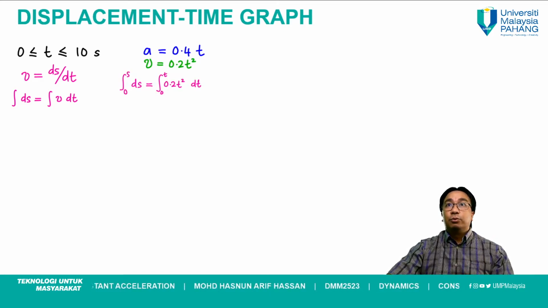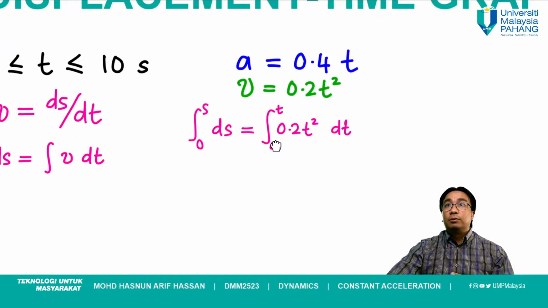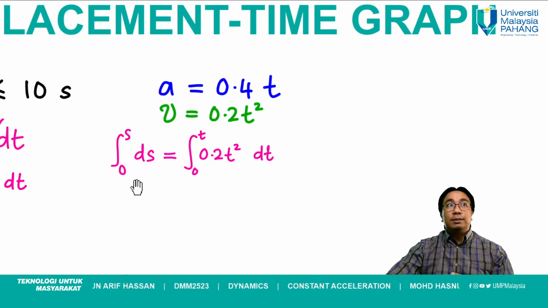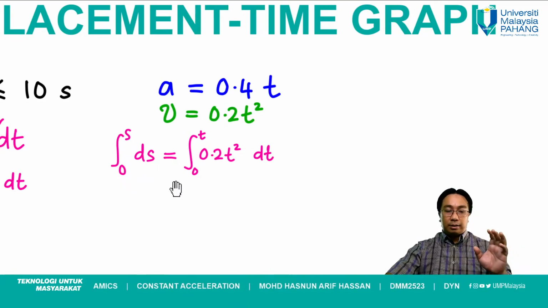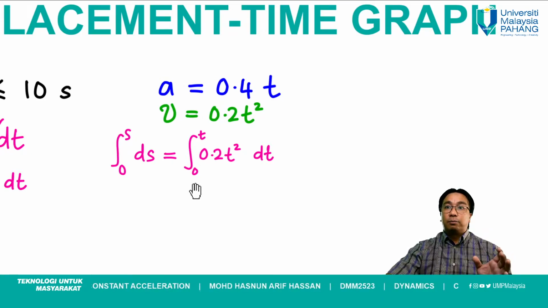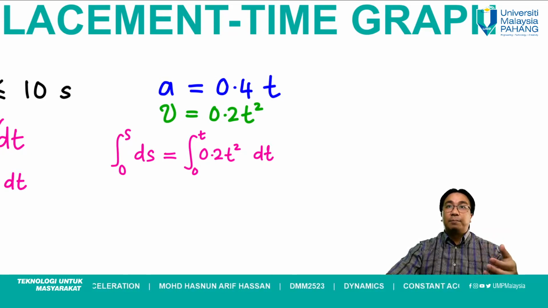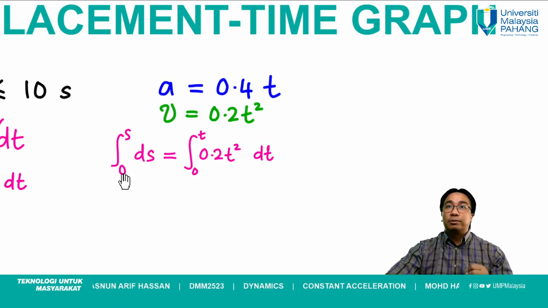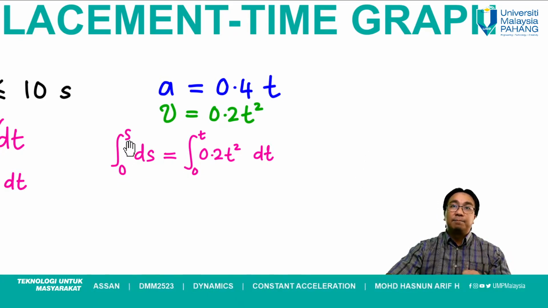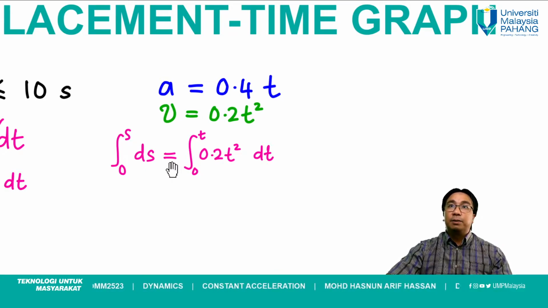Okay, so untuk saya zoom sikit. Zoom in here. Okay. Untuk this one is integration displacement. Kita mula dengan 0 because we know the object starts from rest, from daripada tidak bergerak. So pada awalnya the displacement is also 0 lah. So from 0 to S, the variable of the displacement ds is equal to time pun sama.